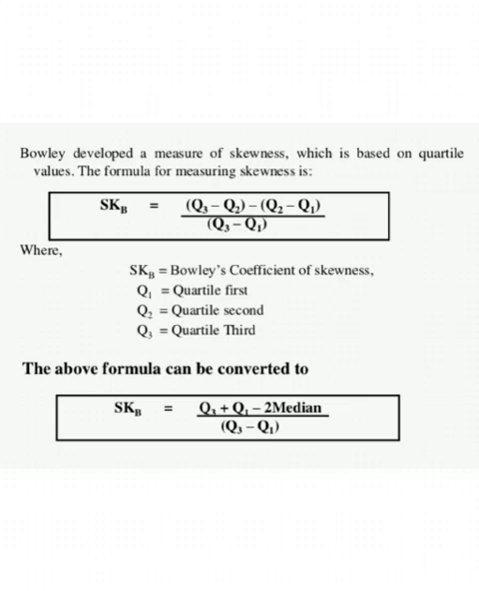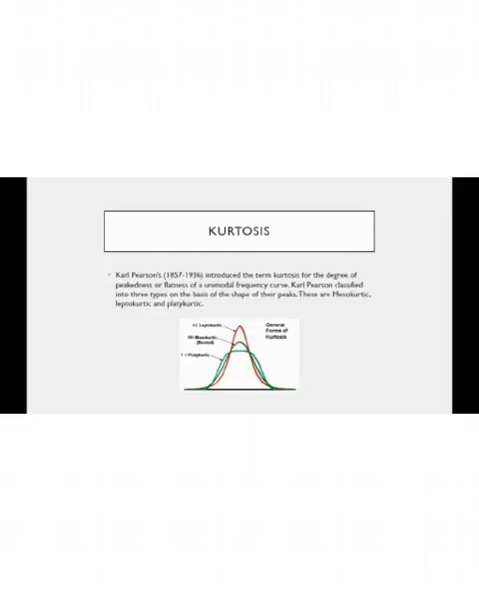The above formula can be converted into SKB is equal to Q3 plus Q1 minus 2 median, divided by Q3 minus Q1. The value of the coefficient of skewness is 0 if it is a symmetrical distribution. If the value is greater than 0, it is positively skewed, and if the value is less than 0, it is a negatively skewed distribution. Next topic is kurtosis.